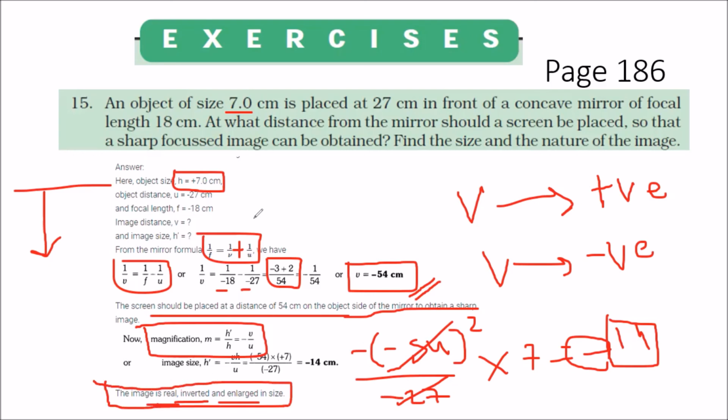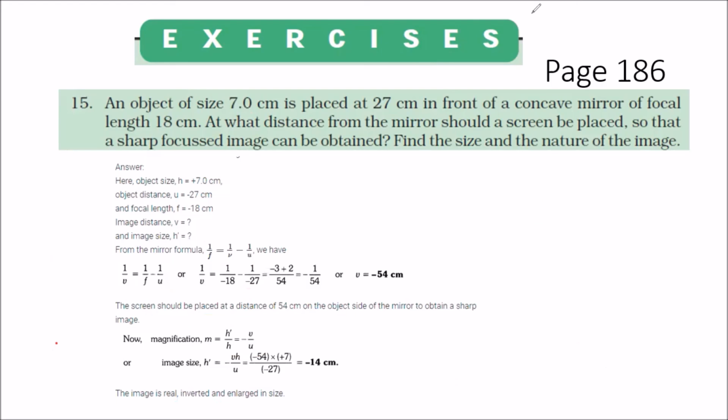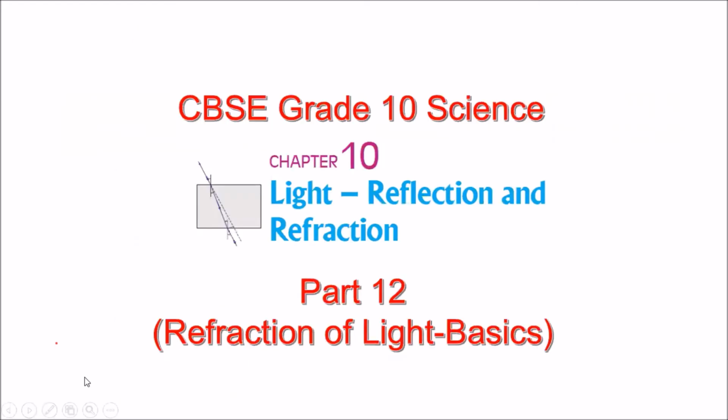These were the numericals related to the concept of spherical mirror. With this we have also completed the concept of reflection of light. It's a huge chapter and we have completed basically the reflection part from the chapter, and we will be going ahead and discussing the next section of the chapter, which is refraction of light. So in the next video, which is going to be part 12, we will be starting with the basics of refraction of light.